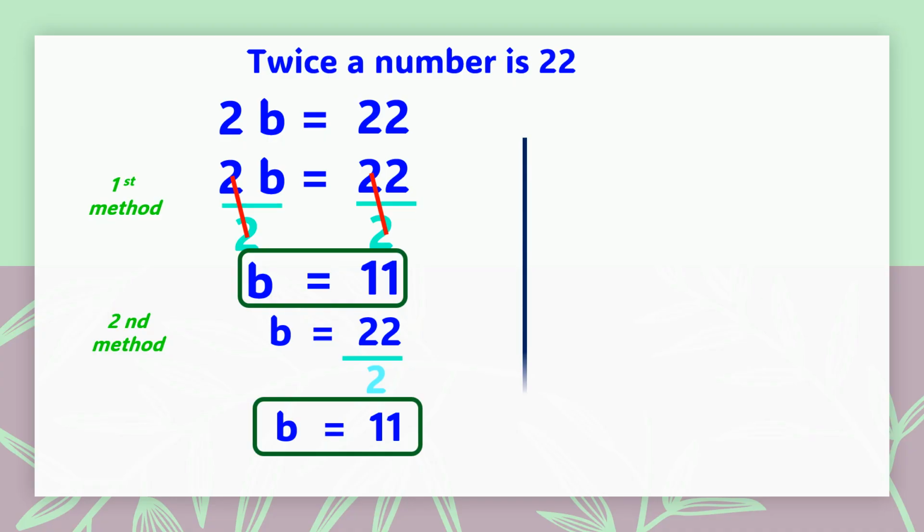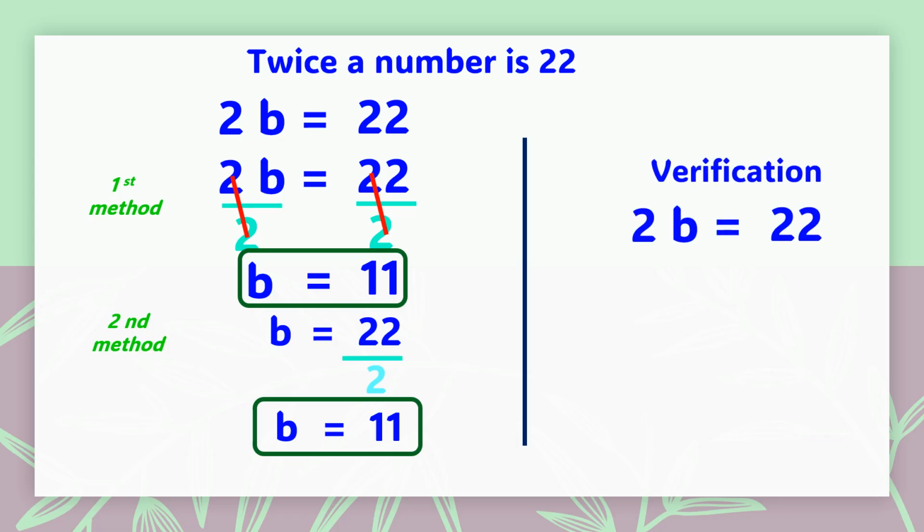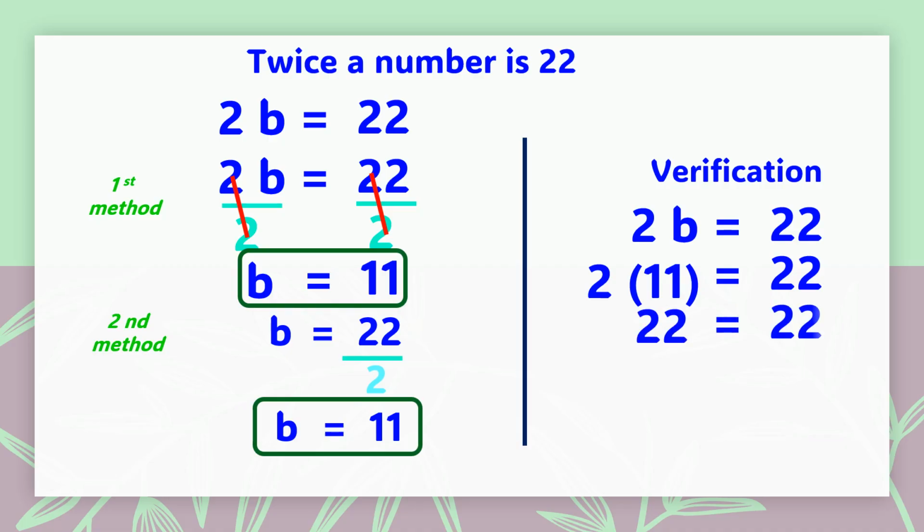Let me verify our answer. 2b is equal to 22. Replace b with 11. 2 into 11 is equal to 22. 2 11s are 22, which is equal to 22. On both sides we got the same answer. Is it not great?